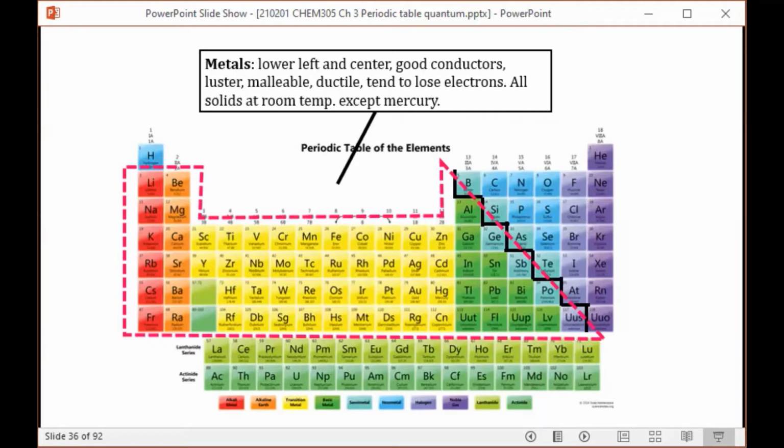And they tend to do what's called lose electrons. So if an element loses electrons, it's losing negative charge. So metals tend to form cations. When they're going to make an ion, they tend to lose their electrons, and they tend to make cations because when they lose an electron, they end up with more protons than electrons. And all of the metals are solids at room temperature except for mercury.